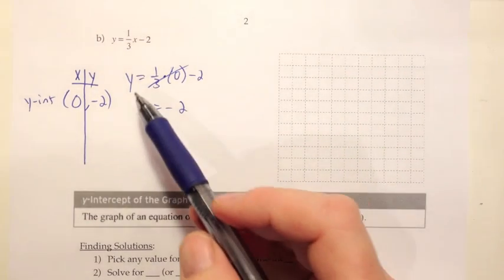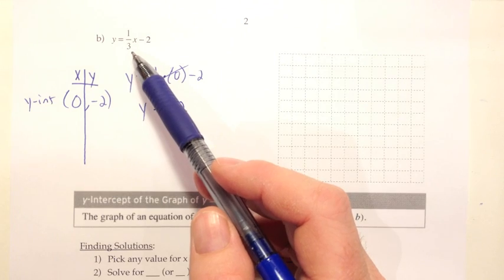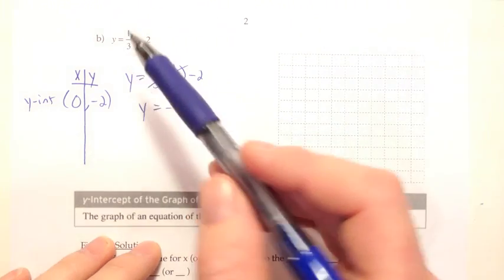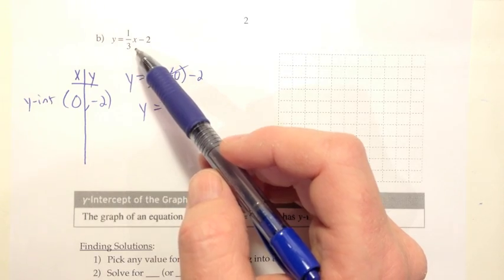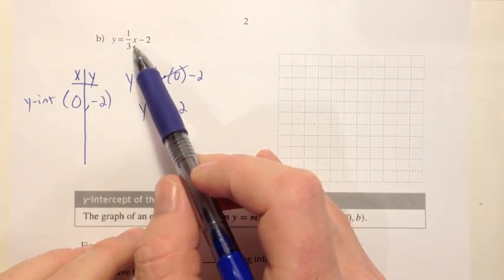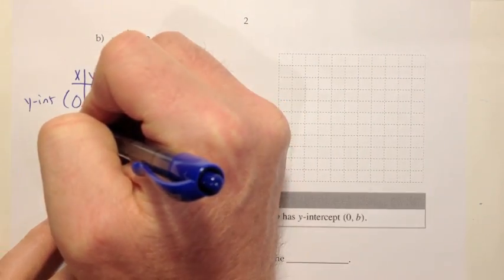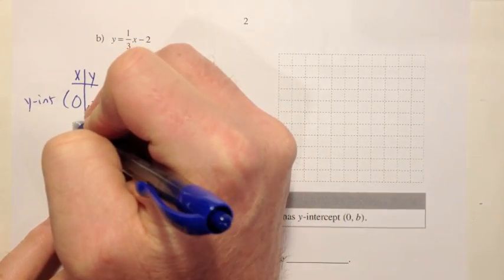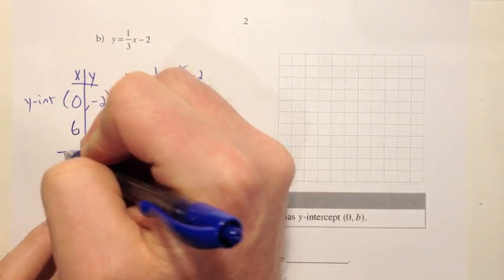And now I want to plug some x's in like I did before, but this time I'm going to be a little bit more careful about the x's I pick. If your x is being multiplied by a fraction and you want to avoid fractions in your work, then you should pick a value of x that's a multiple of that denominator. So for example, picking something like maybe 6 and maybe something like negative 3.